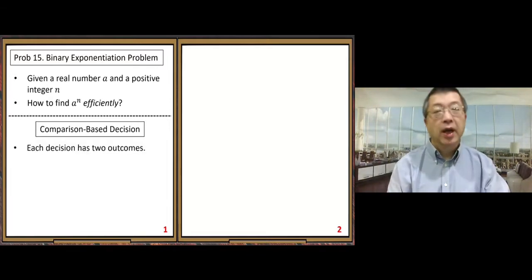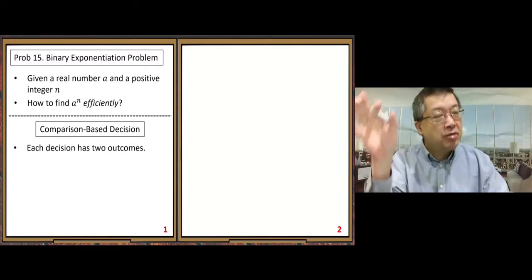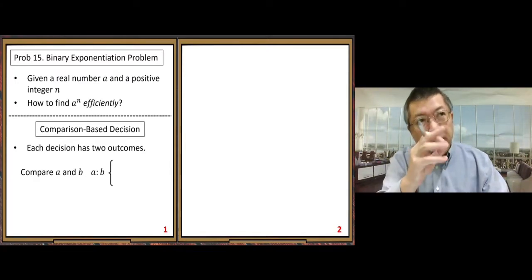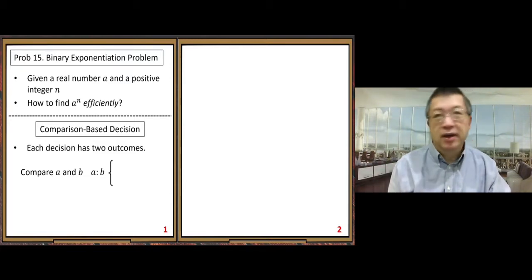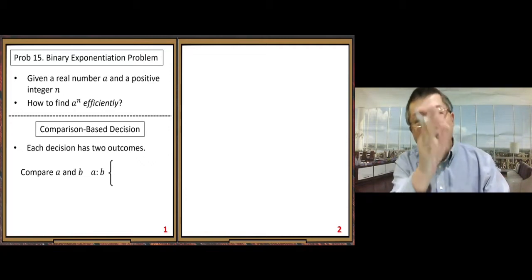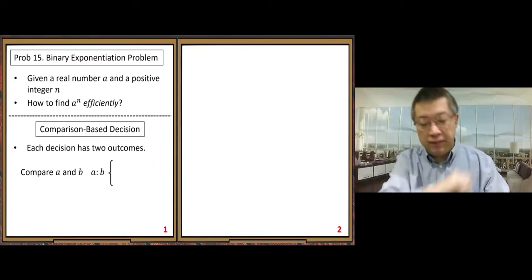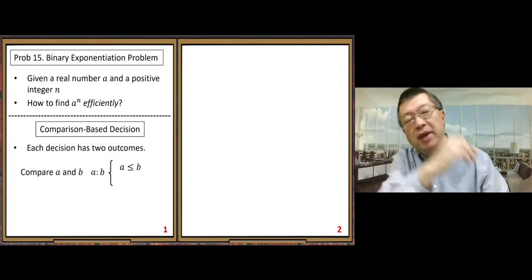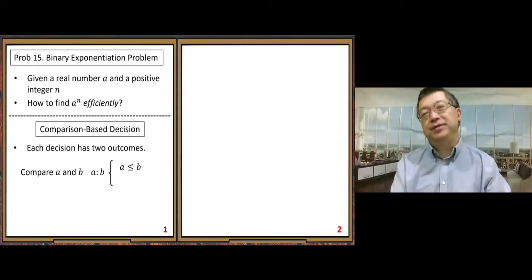Very simple. We assume each decision has two possible outcomes. So if we compare A and B, we write it this way, A colon B, just a simple way. Although you can write it a different way. Here, let's use A colon B to represent that we compare A and B. The first outcome, A less than or equal to B. So we put equal and less than together, combined.